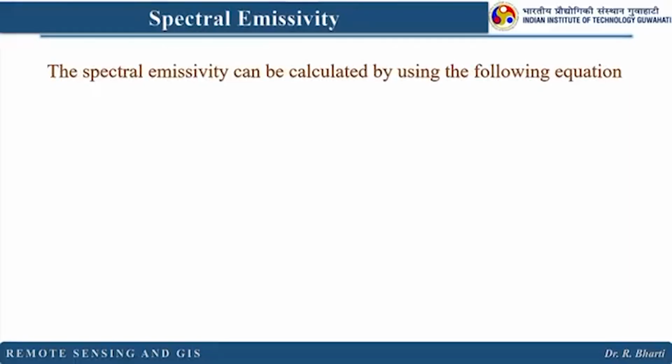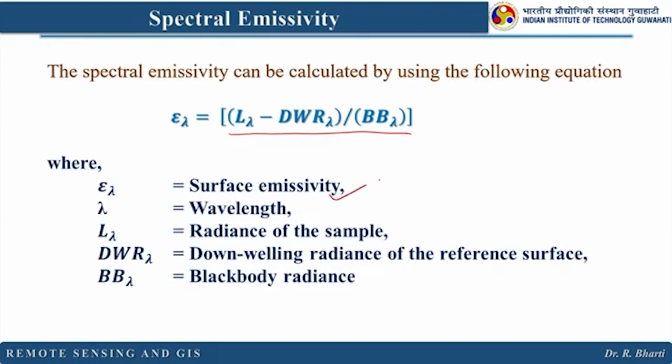Here I will show you how we can calculate the spectral emissivity when you are using a thermal imager, which is actually a ground based instrument. The spectral emissivity can be calculated by using the following equation, and here are the variables. The surface emissivity can be calculated when you have the radiance of the sample, the downwelling radiance of the reference surface, and the black body radiance. When you have all this information, you can easily find out the spectral emissivity.